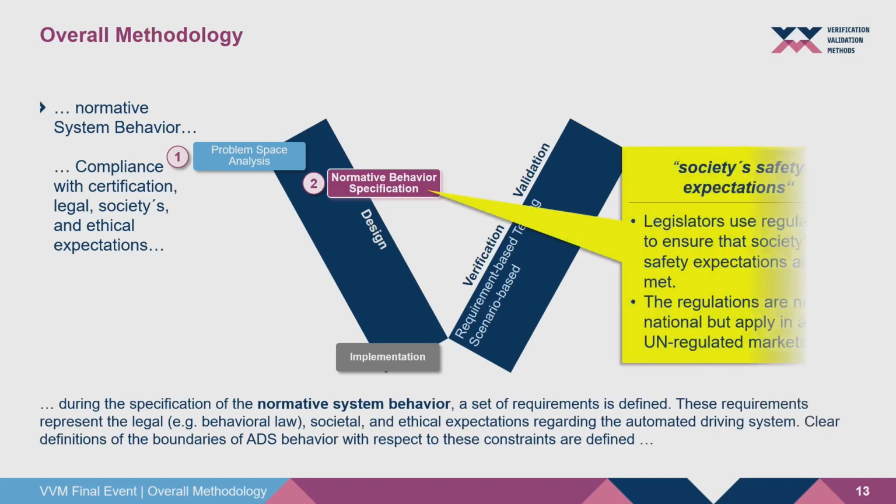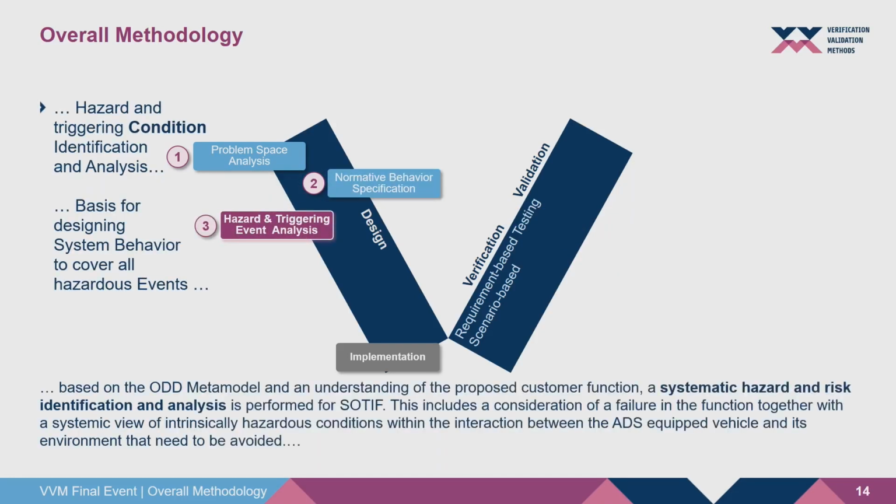The next step is that we have to integrate the normative aspects of behavior. Normative aspects here mean the legal requirements, the ethical and the society requirements on the behavior of our automatic driving system to incorporate it in requirements. So this is how the laws come into requirements of our system.